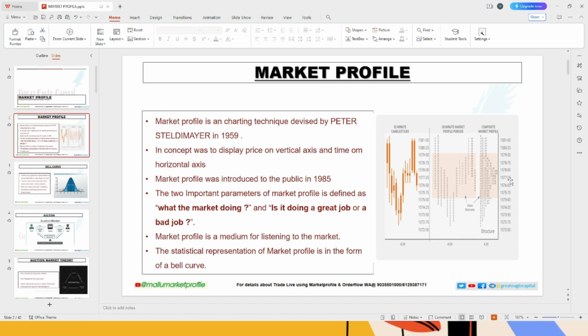The two important parameters of the market profile are defined as follows. One, what the market is doing. For example, if the market was trading between 24,400 and 24,100 in the last week, would you say the market is a range market? I would say it is allowed to say that the market is in a range. This is called what the market is doing.